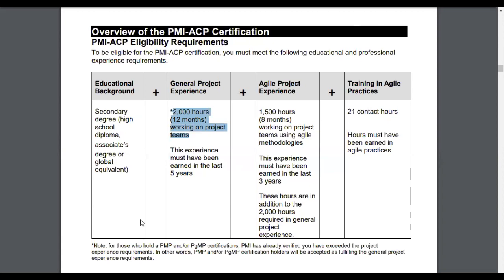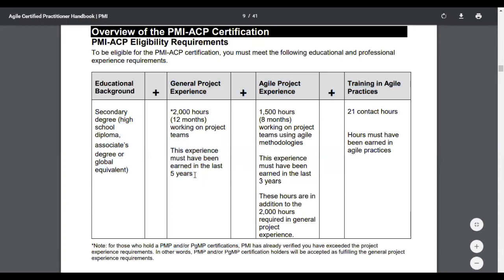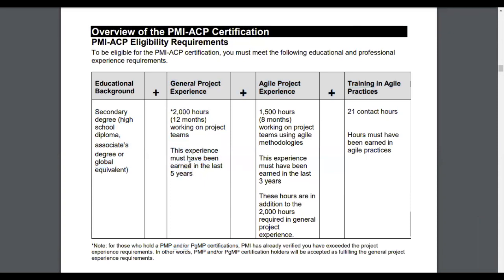It says at the bottom here, for those who hold a PMP and/or PGMP certification, PMI has already verified you have exceeded the project experience requirements. In other words, PMI knows you already have this general project management experience. PMP and PGMP holders will be accepted as fulfilling the general project experience requirements. And whether you have that in the past 5 years or not, as long as you've got a PMP, or PGMP, you don't need to worry about this piece.